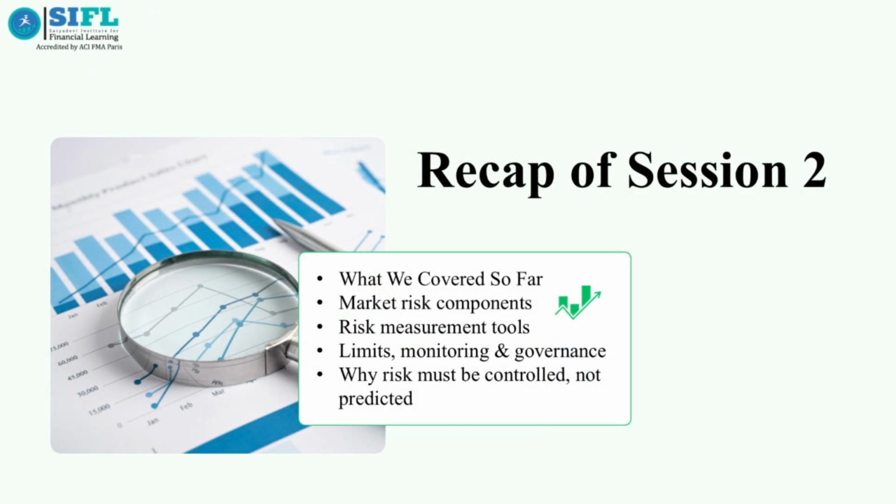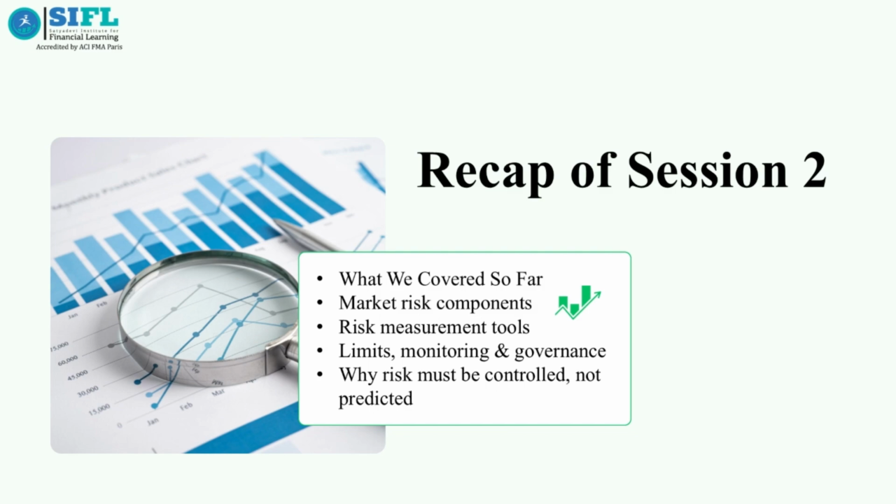Before we begin Session 3, let's quickly recap what we covered in Session 2. We discussed the key components of market risk, including interest rate, foreign exchange, equity, and commodity risks. We then looked at market risk measurement tools such as sensitivity measures, value at risk, and stress testing, and how banks quantify potential losses. We also covered risk limits, monitoring, and governance, highlighting the importance of independent risk oversight and timely escalation. The key takeaway from Session 2 was this: risk cannot be predicted with certainty, but it can be controlled through discipline and strong frameworks.